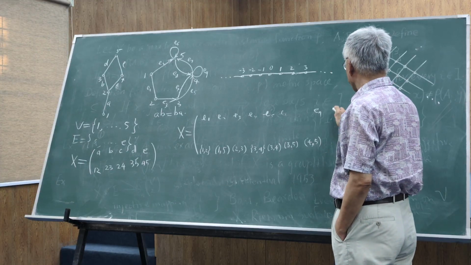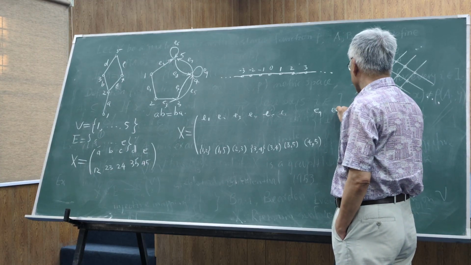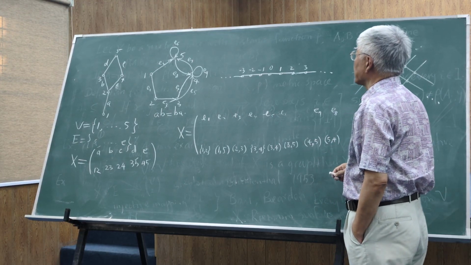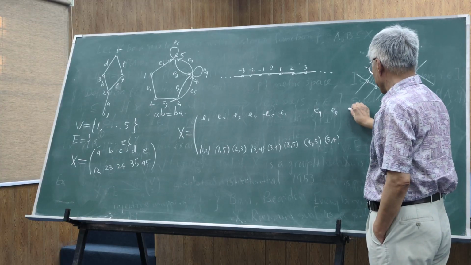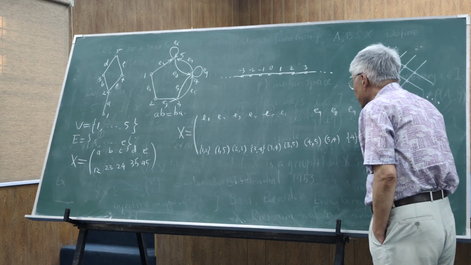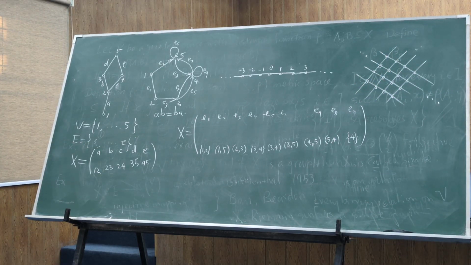E8 is 5, 4. E9 is 4, 4. I'm a good accountant. Now I have to do the count. So we don't need, you see here we also have another major comment.